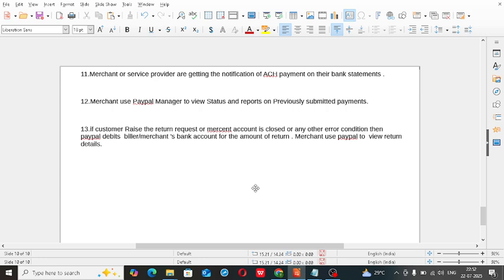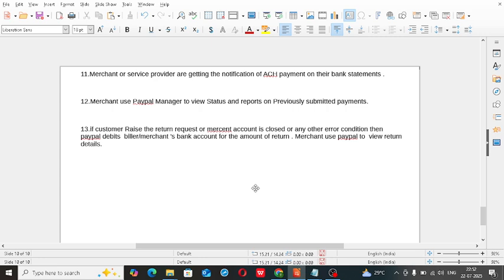If the customer raises a return request, or the merchant account is closed, or there is any other error condition, then PayPal debits the biller merchant bank account for the amount, because PayPal debits that particular amount again to return it to the customer via PayPal only. The merchant uses PayPal to view return details also.